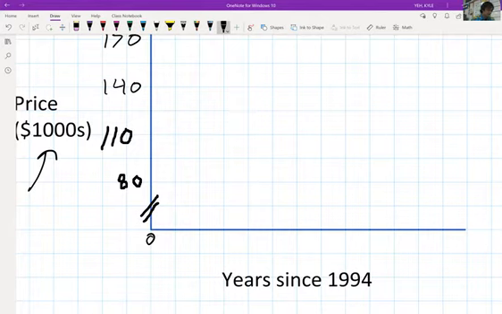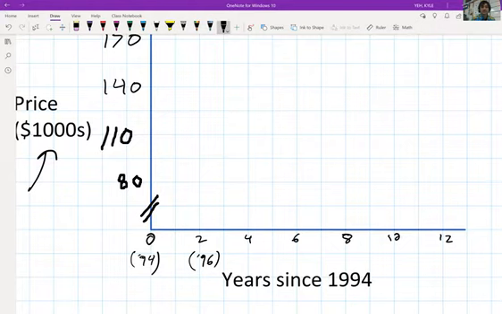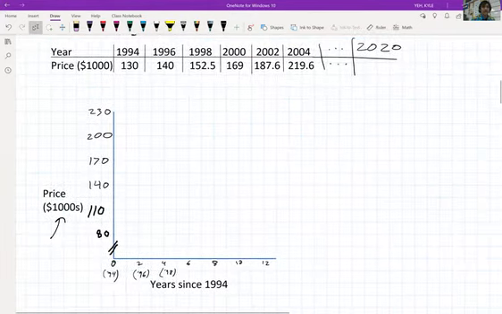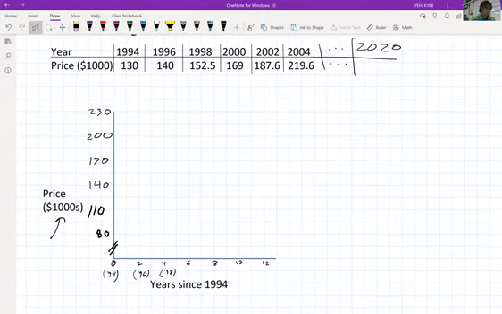Years since 1994, well, 0 years since 94 would be basically 94. And then 2 years since 94 would be 96. And I'll just keep going 4, 6, 8, 10, 12. And I won't write every year in parentheses below, but hopefully you can see years since 1994. I'll do one more. This will be 98. 4 years later. So in this way, we now have a coordinate plane kind of set up to plot these values.